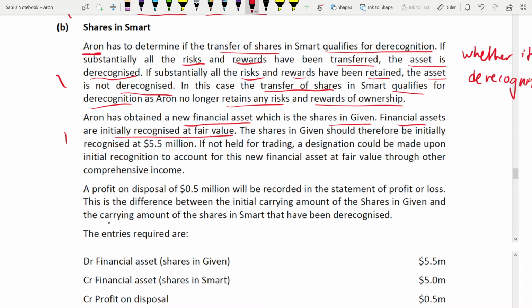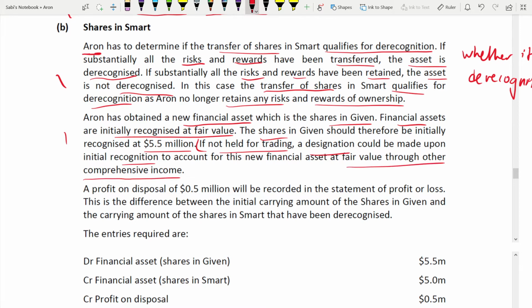So the shares should be recognized at 5.5 million initially, correct? If not held for trading, that means we don't know whether you are holding this financial asset for trading or not. That's why you are adding this additional point here. Sometimes you might not hold it for trading, and there is a different rule on that. If not held for trading, a designation could be made upon initial recognition.